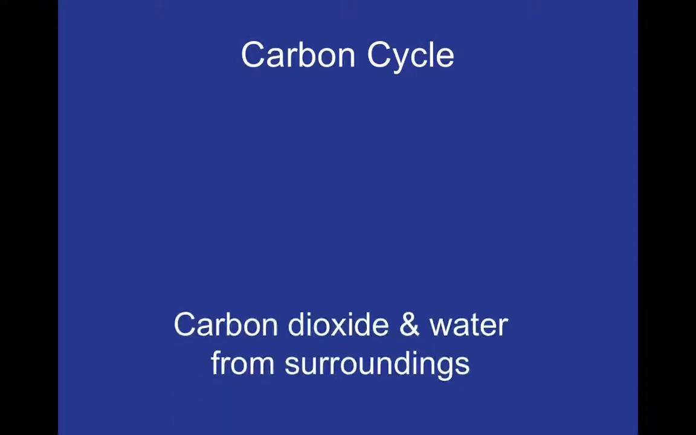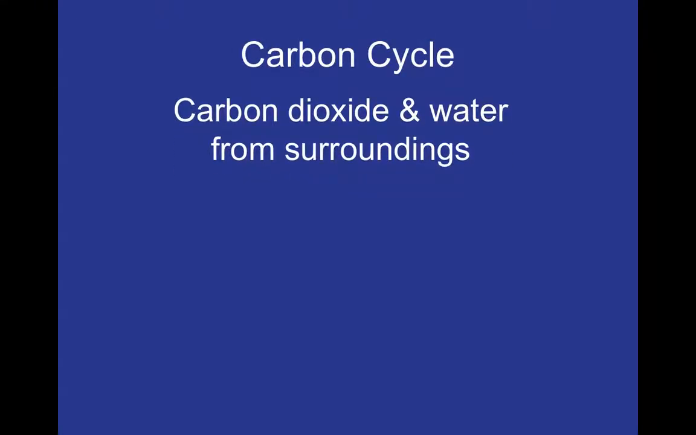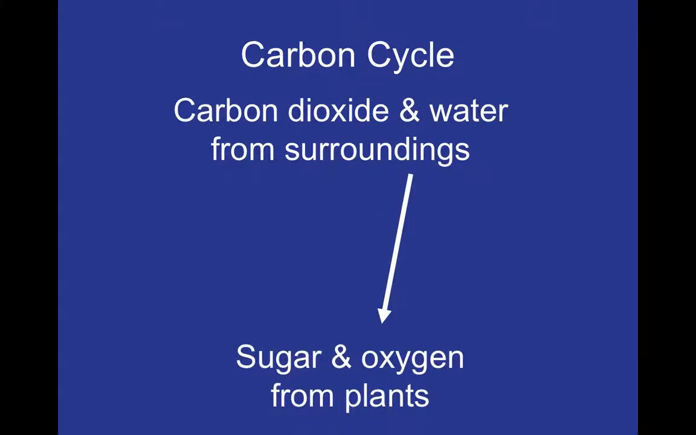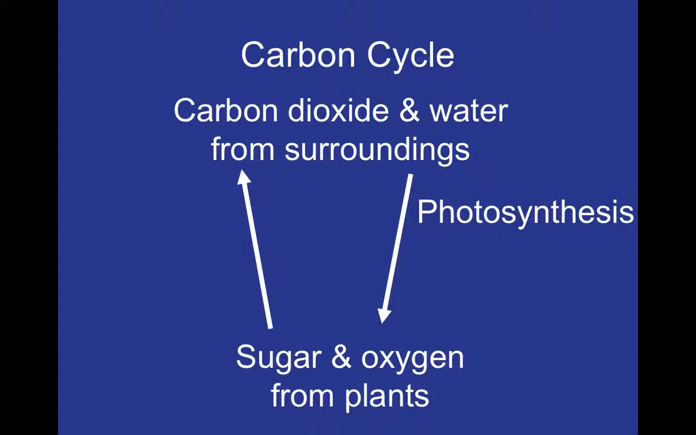So in terms of a cycle that you want to sketch, we start off with carbon dioxide and water from our surroundings, and those turn into sugar and oxygen in plants through the process of photosynthesis. We then take the sugar and oxygen from plants, and we turn that into carbon dioxide and water in the surroundings through the process of cellular respiration. Again, this would be a good time to pause this video so that you can get this cycle copied into your notes.